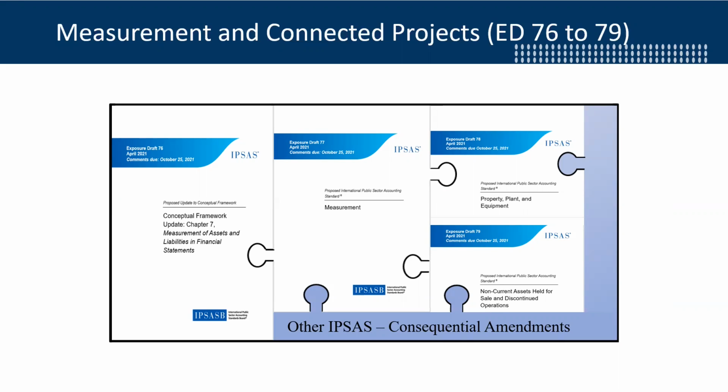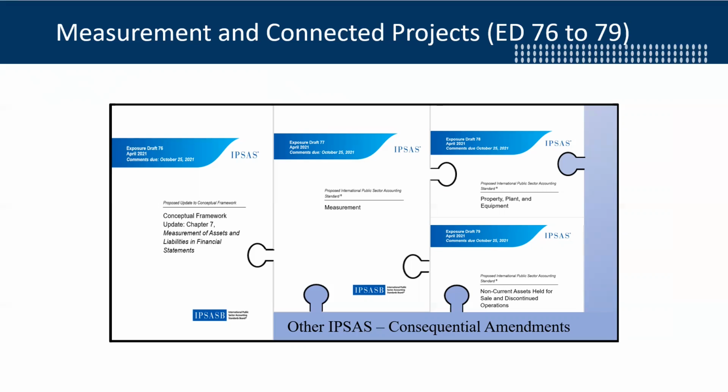Next, moving to the top right, we have Exposure Draft 78. And this is obviously where we'll spend most of our time in this webcast. ED 78, Property, Plant, and Equipment, takes into account the proposals of measurement and other aspects, which I will speak to on the next slide, and pulls those together and updates IPSAS 17, Property, Plant, and Equipment, so that all the components of various projects are taken into account. And again, our constituents can consider those holistically.